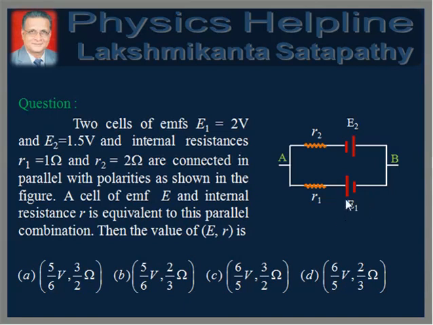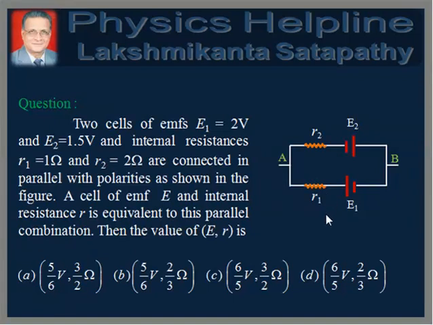The positive of E1 is connected at A, whereas the positive of E2 is connected at B. So they are oppositely connected. Polarities are opposite. Internal resistances are R1 and R2. Now the values given to us: E1 is equal to 2 volts, E2 is equal to 1.5 volts, R1 is equal to 1 ohm and R2 is equal to 2 ohms.